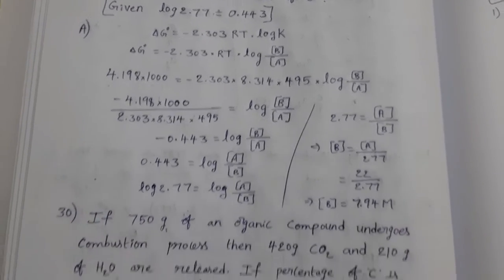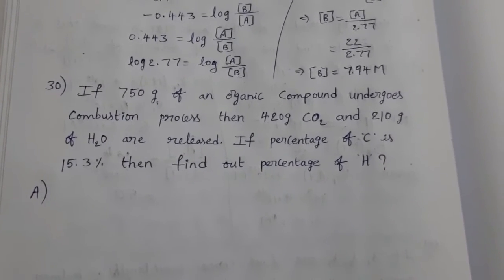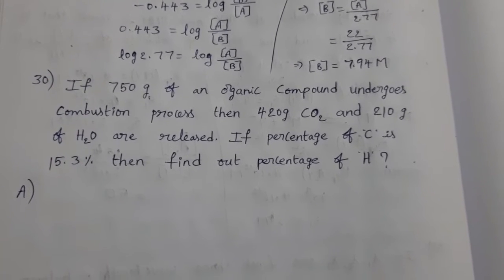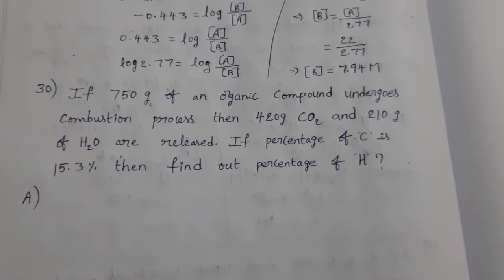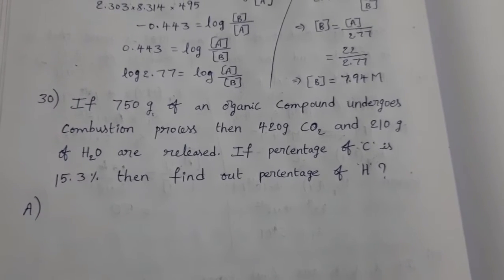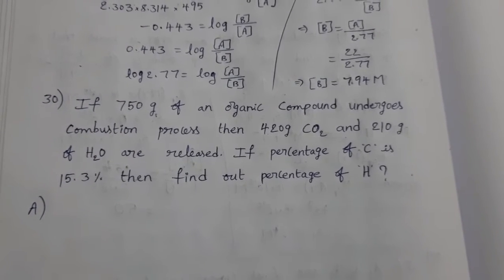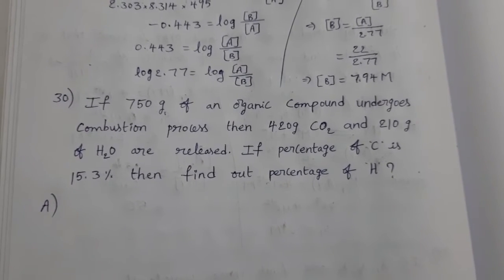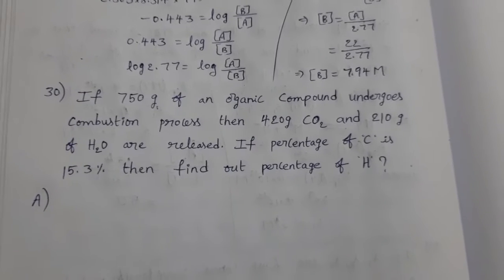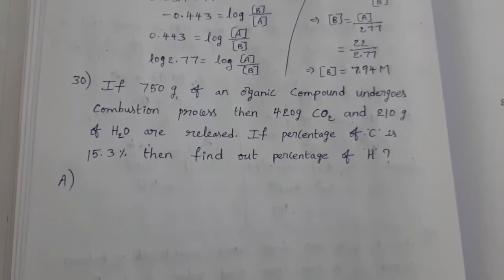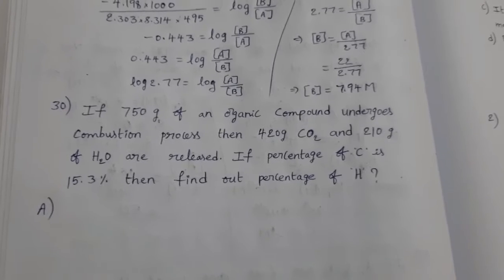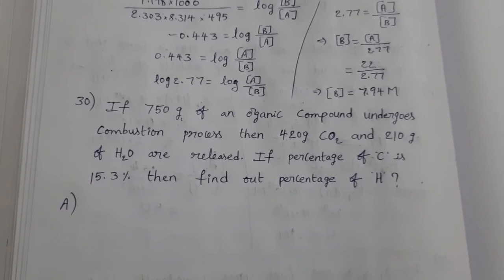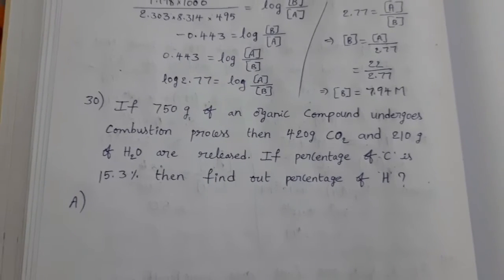See the last question in this paper. If 750 grams of an organic compound undergoes combustion process, then 420 grams of CO2 and 210 grams of H2O are released. If percentage of carbon is 15.3%, then find out percentage of hydrogen. Okay students, this question is related to quantitative analysis of elements present in the given organic compound.